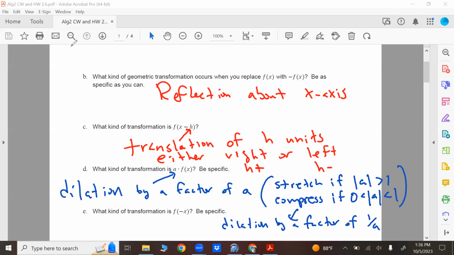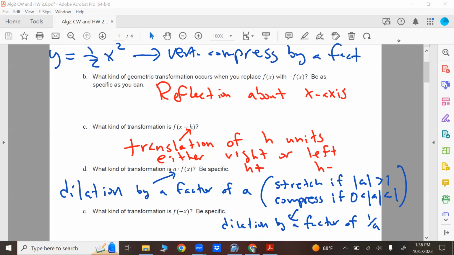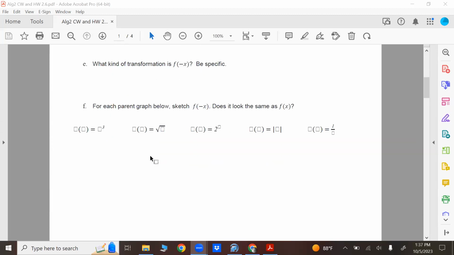Because what if you have like y equals 1/2 x squared? Then you'd say vertically compress. You don't have to write this down, just for reference, by a factor of 2. Because 1 over 1/2 is 2. So you want to say compressed by a factor of 1/2 because that's kind of a double negative, or it's kind of weird to say it that way. So you want to say it's still compressed by a factor of 2, even though you multiply by half. So be mindful about that. Okay, E. I haven't taught you guys this one yet. This is a new one for you guys.